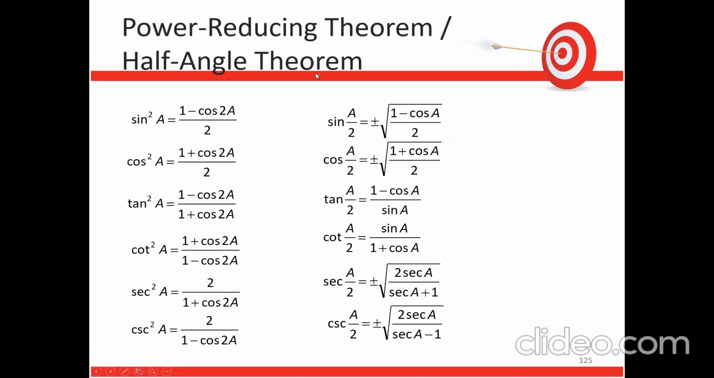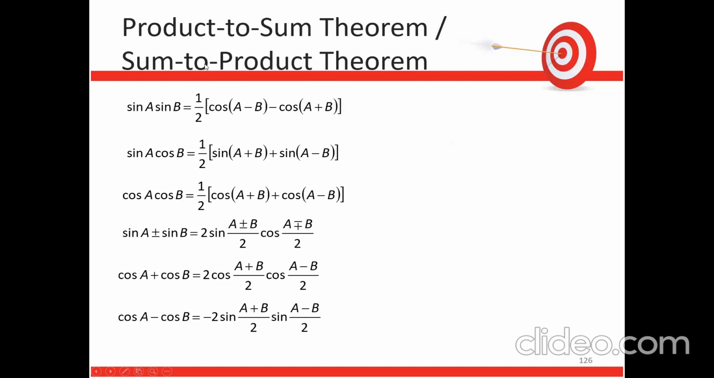Power reducing theorem and half angle theorem. Ito sa left side, ito yung power reducing. Ito naman yung half angle theorem. Okay? Product to sum theorem, sum to product theorem. Parehas yan. Ito yung una. Product to sum. Sum or minus, diba? Ito naman yung sum to product. Balik nyo lang yan na dito. Plus, minus.